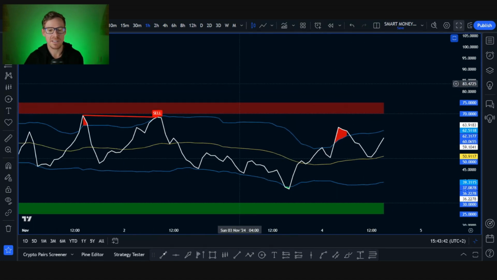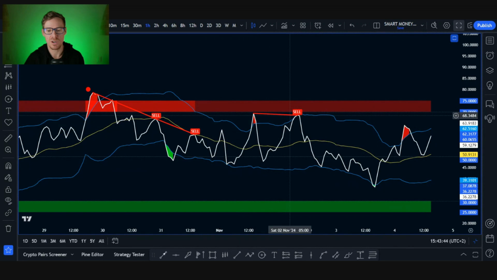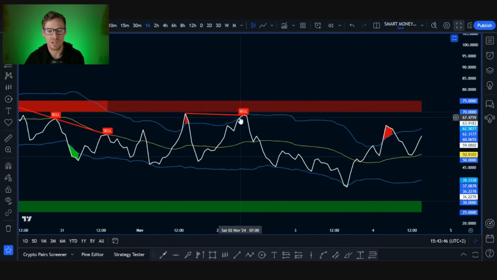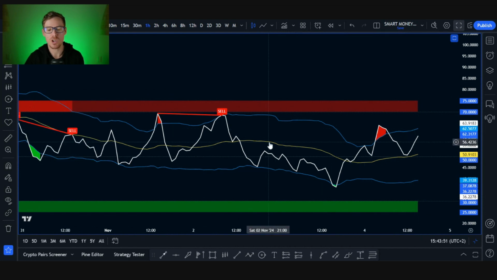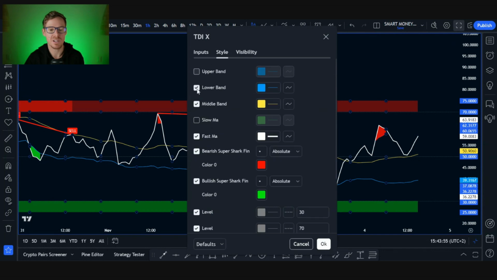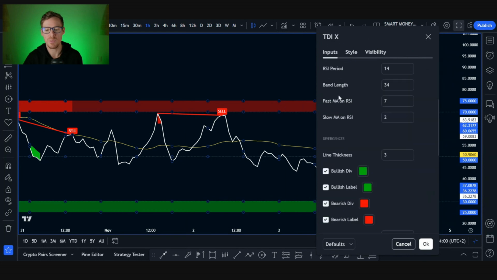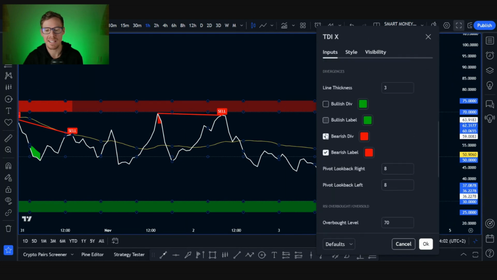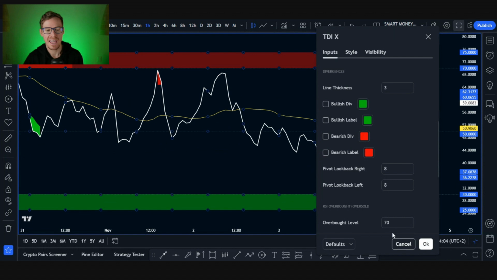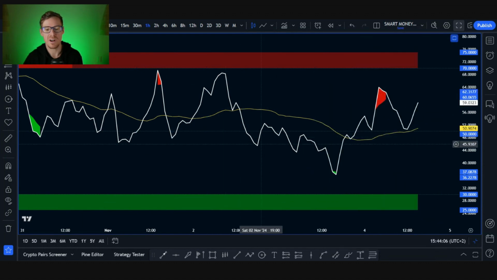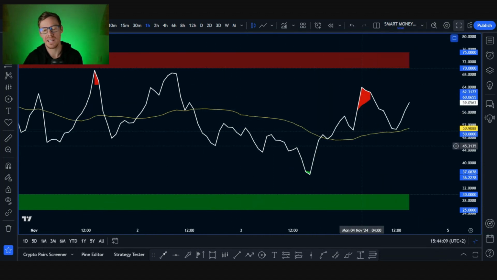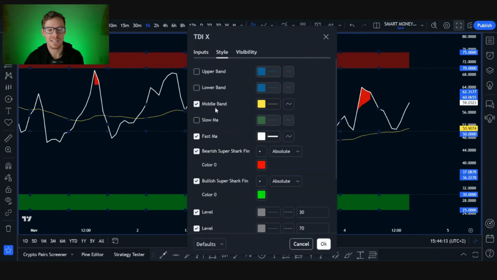So if you look at the TDI X here, guys, I'm going to show you something. You can see that we've got this white RSI line and it's moving up and down. And then it's crossing this yellow middle line. So if I take away these Bollinger Bands for a second, and then I'm going to remove the divergences as well, basically going to remove everything except for this white RSI line and this yellow line. This yellow line, guys, if you open the settings over here, you'll see it's the middle band.